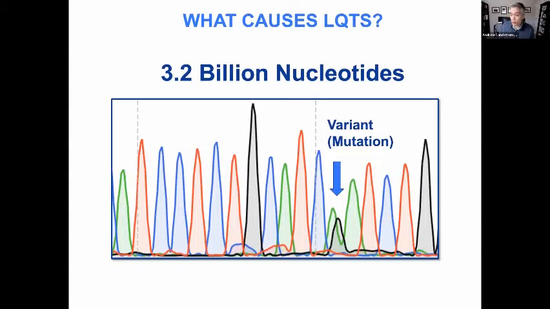And so out of those 3.2 billion nucleotides shown here is one misspelling. You can see it here by a double peak below this blue arrow. And that's the mutation that caused disease in this patient. And it's a double peak because we all have 2 copies of the genome. And so not only is it a misspelling, it's a misspelling in only 1 copy.